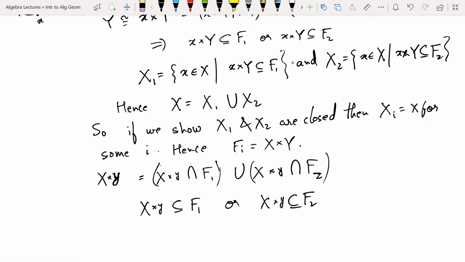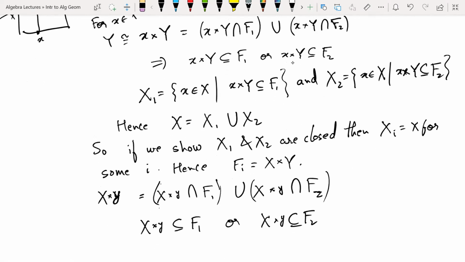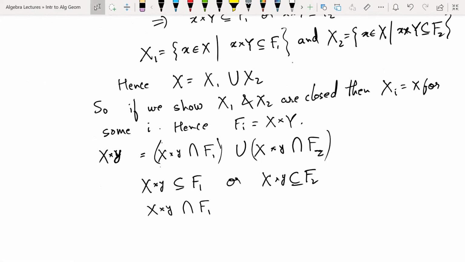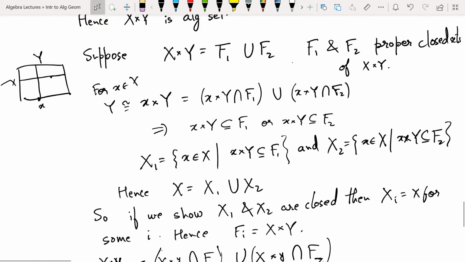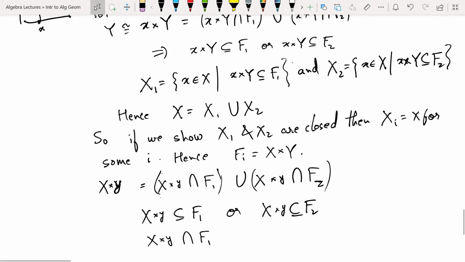So you fix a y, X cross y. Let's see, X cross y is in F1, and we take the intersection. F1 is some closed subset, so X cross y intersection F1 is certainly closed. X cross y is something like this. We intersect with F1, it is closed.